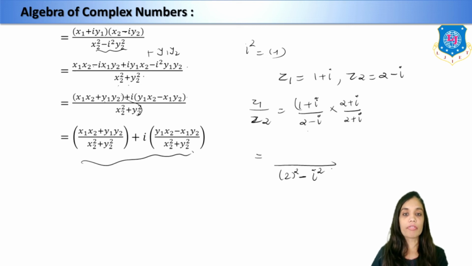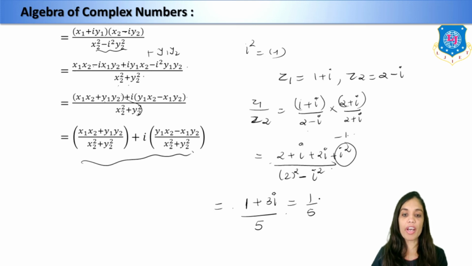And in the numerator we just have to open these brackets. So 2 plus i plus 2i plus i square, right? Just open the brackets. Now simplify this. So i square will be minus 1, so 2 minus 1, 1 plus 3i upon 4 minus i square, that is 4 plus 1. So total what will remain? 5. Now just separate and write it out. So 1 upon 5 plus i times 3 by 5 is the answer. Okay.